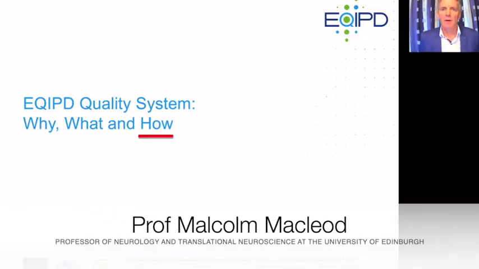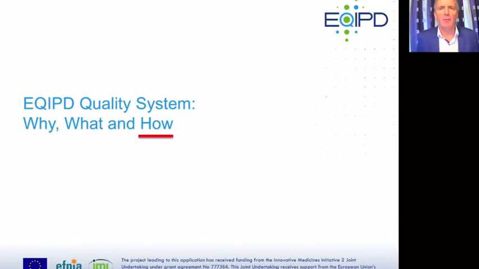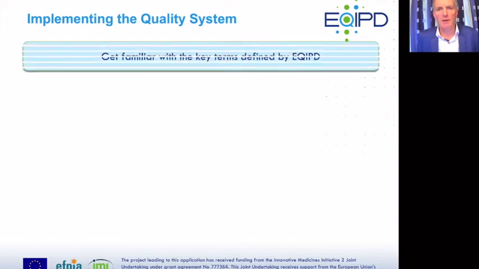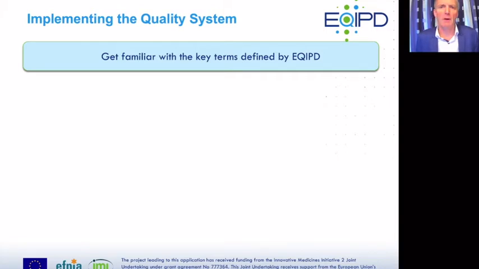Let's now turn to the how question. What steps can be taken for you to implement the equipped quality system? For implementing the research quality system, the first step that we suggest is to get familiar with the key terms used by equipped. These are phrases such as research quality, research rigor, raw data, knowledge claiming research. These definitions are provided on the Toolbox website, where a dedicated page describes various aspects of the quality system implementation.